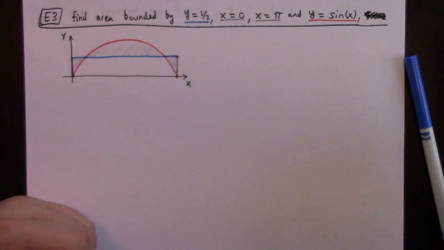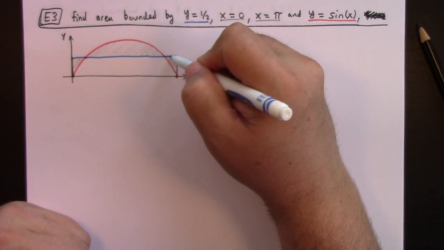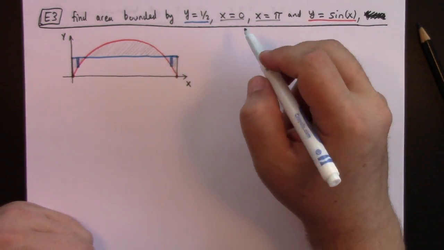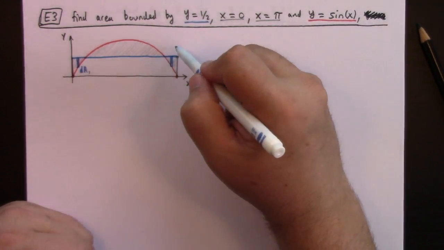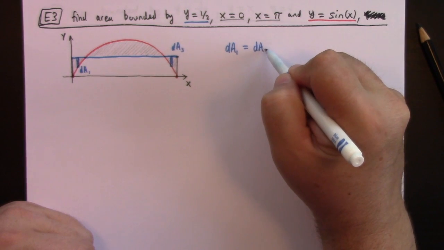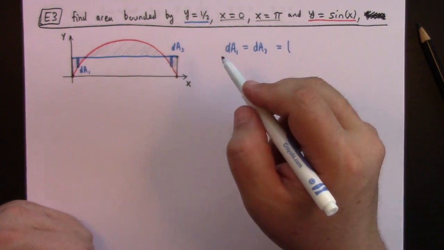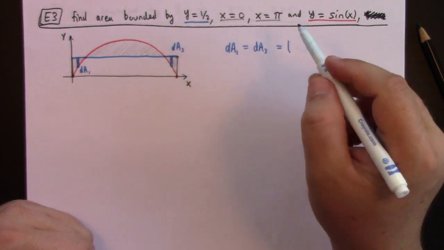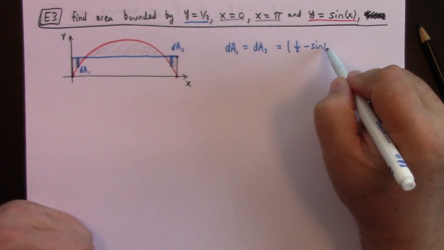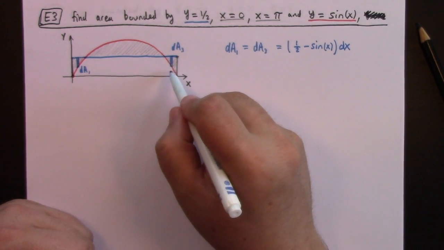All right. So this time, there's a big difference, say, between over here or over here, right? So in those cases, let me say dA1 and dA3, same setup, right? It's going to be the top y minus the bottom y, which in this case, the top y is the blue line, right? So that's 1/2. And the bottom y is sine x. Sine x is below 1/2 in these two regions, right? And the thickness of the infinitesimal rectangle is just dx, right?